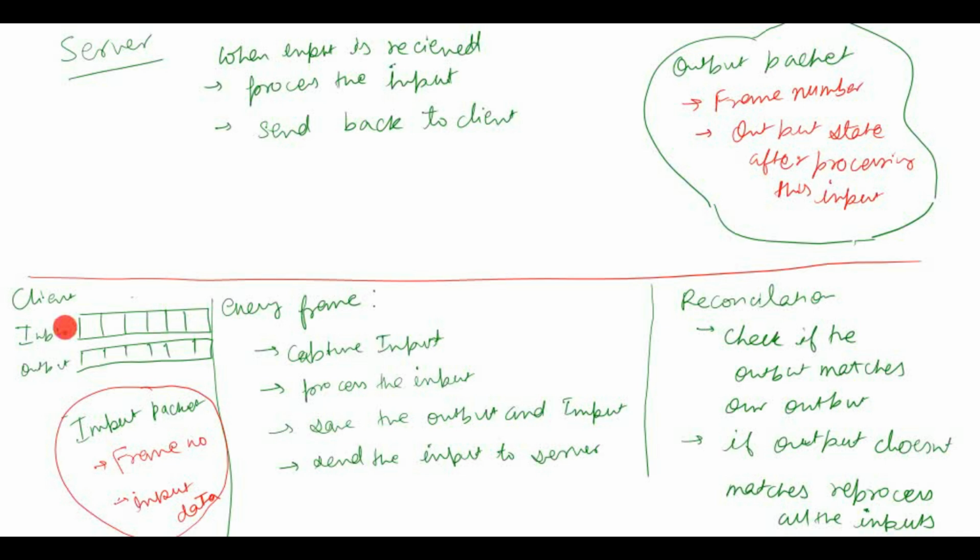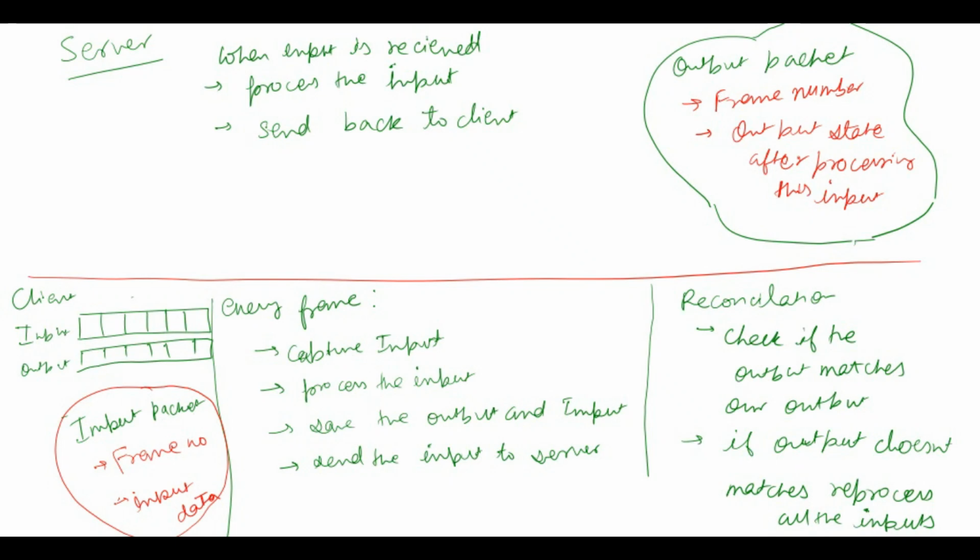So suppose this is your client side and this is your server side. The algorithm starts like this: every frame you will capture the input, the keyboard state or mouse state, whatever input is pressed by the user. Then you will process the input on your client side, so the user will see the character moving in real time. Then you will save the input and output in arrays. In this array you will save the input, and in this array you will save the output.